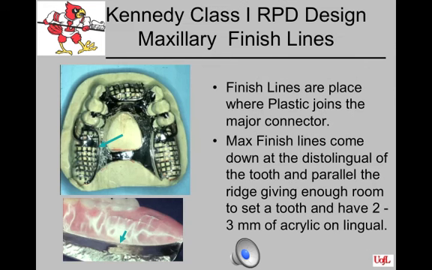The finish lines are placed where that plastic joins the major connector. The maxillary finish line comes down at the distal lingual line angle of the tooth, and it pretty much parallels the ridge, but it leaves enough room to set a tooth, at least the size of the tooth that it's replacing, and have about 2 to 3 millimeters of acrylic on the lingual of it that is all in meshwork. It forms a nice butt joint with the finish line as shown in the lower picture of the slide.